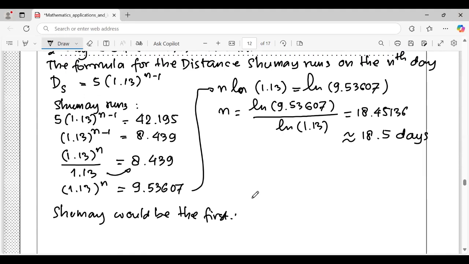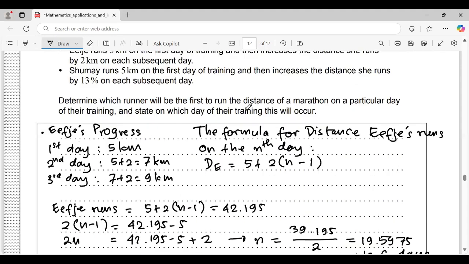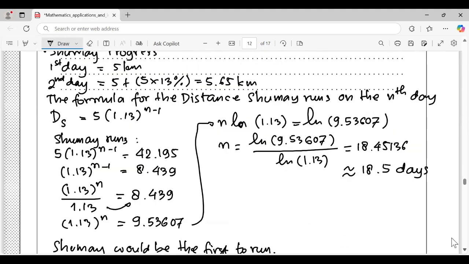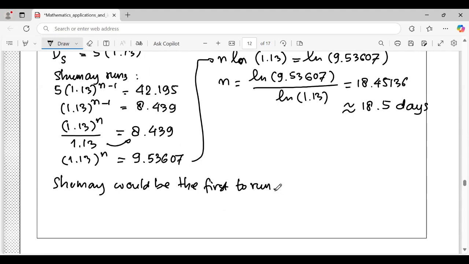Okay, wait, okay. What else? On a particular day, state on which day to run, on the 18.5 day. So that's the conclusion.